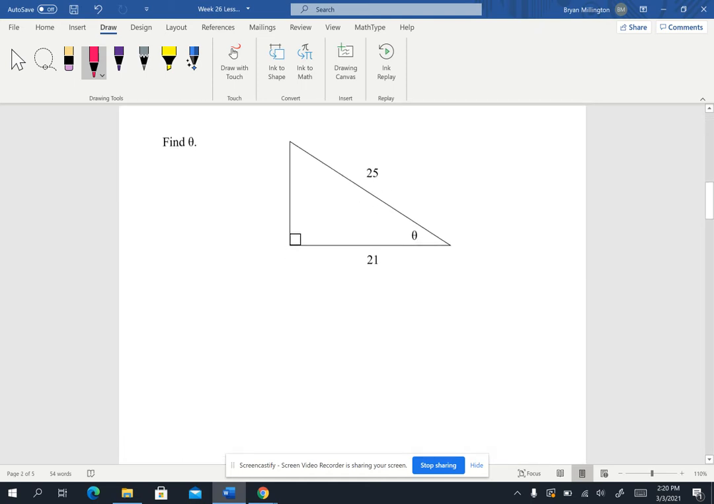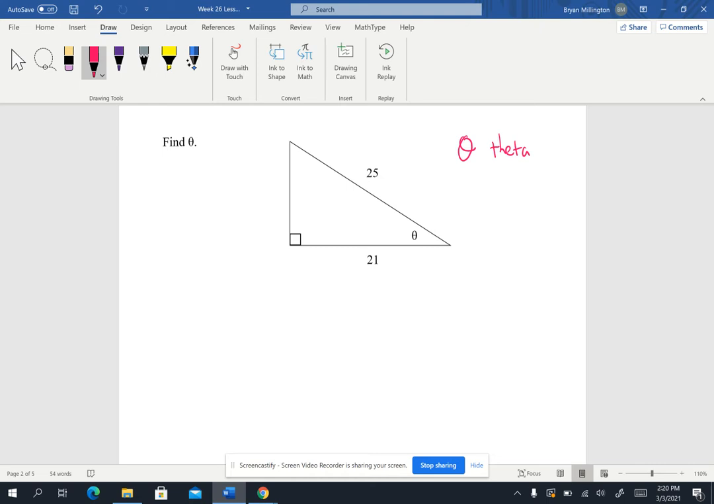Okay, take a second and copy down this triangle. Right here, I've got this angle. This little symbol right here, that's called theta. It's just a Greek symbol that we use a lot to represent angles. But we could just as easily put an X in there or something. But theta just means that angle measure. So we want to find the degrees of that angle.